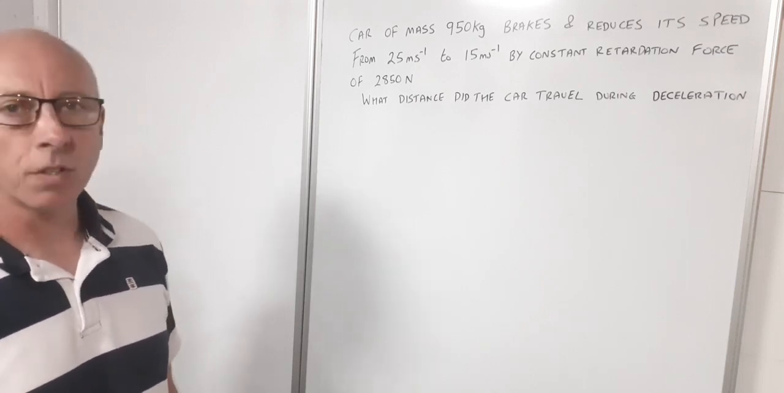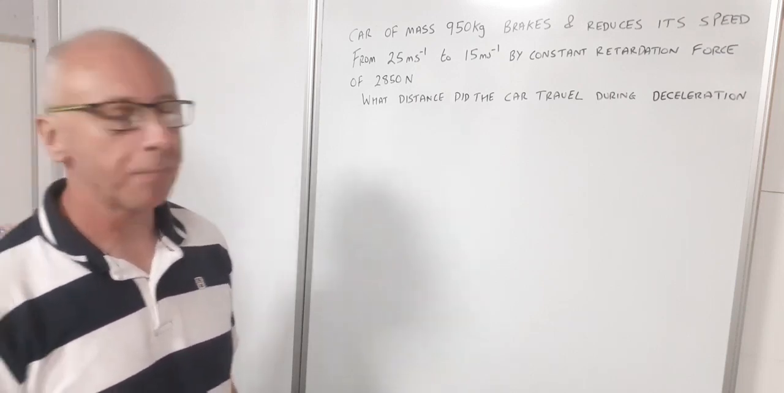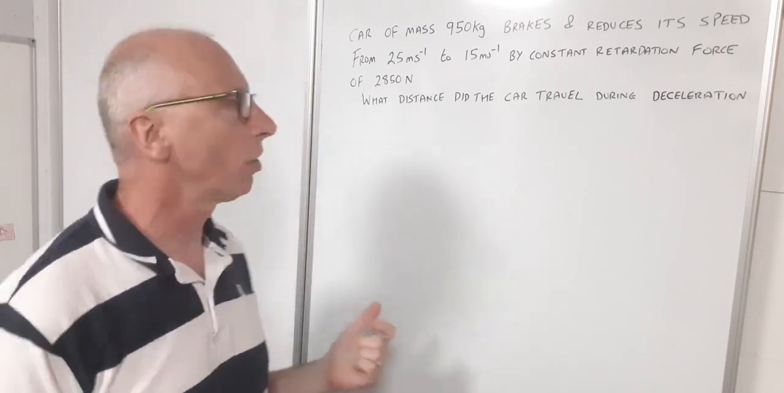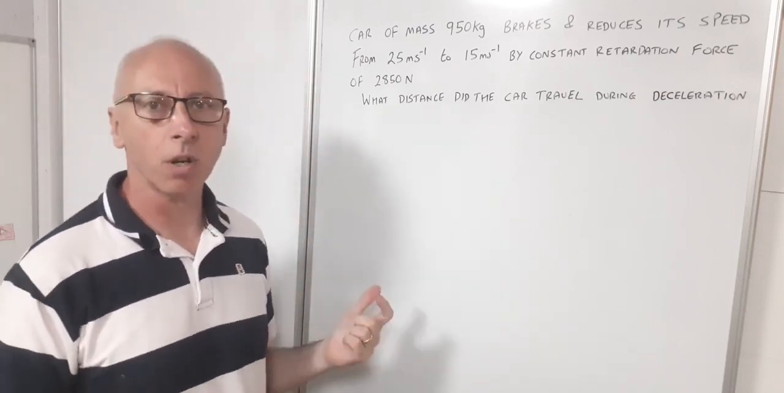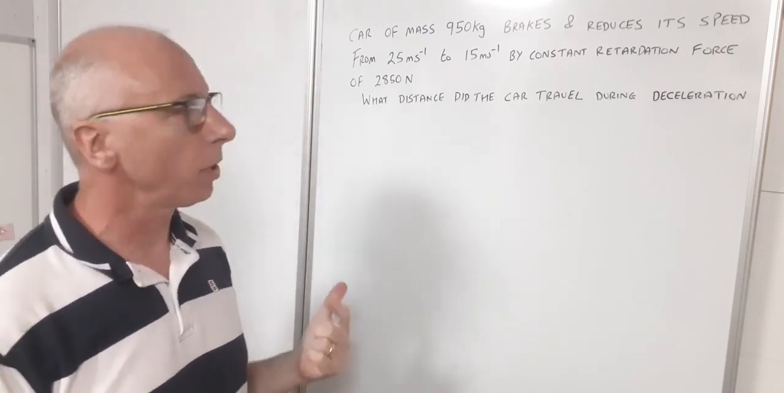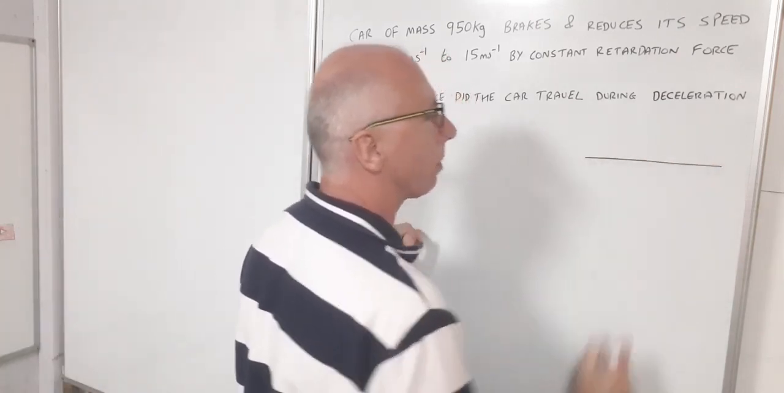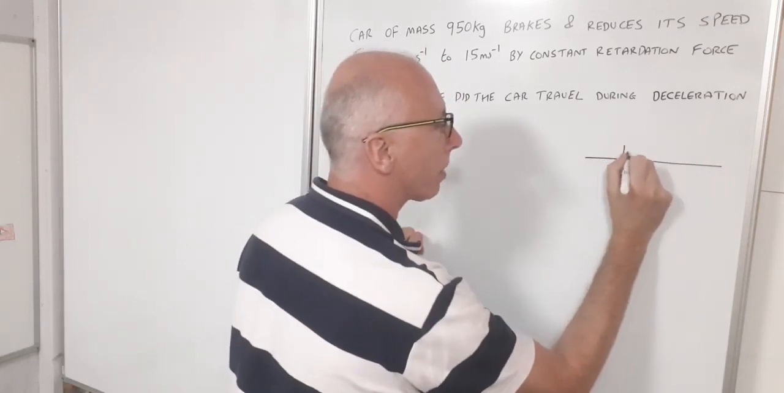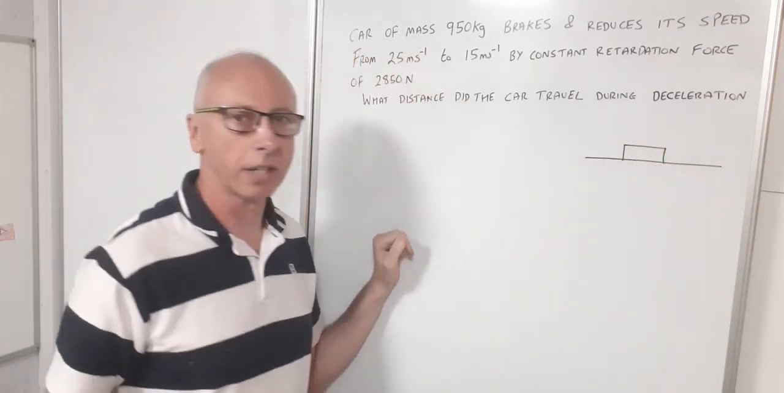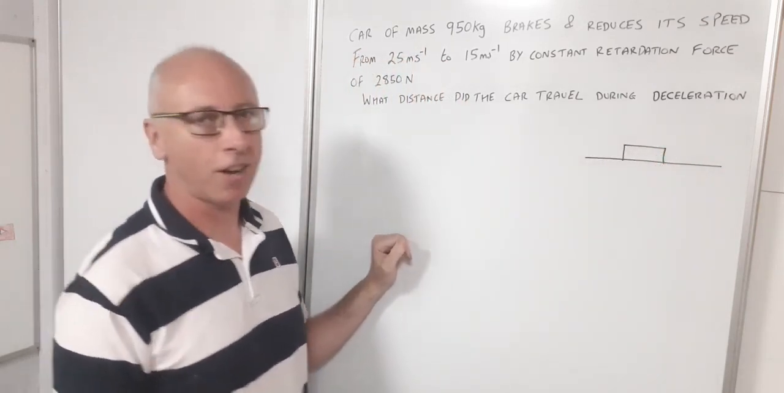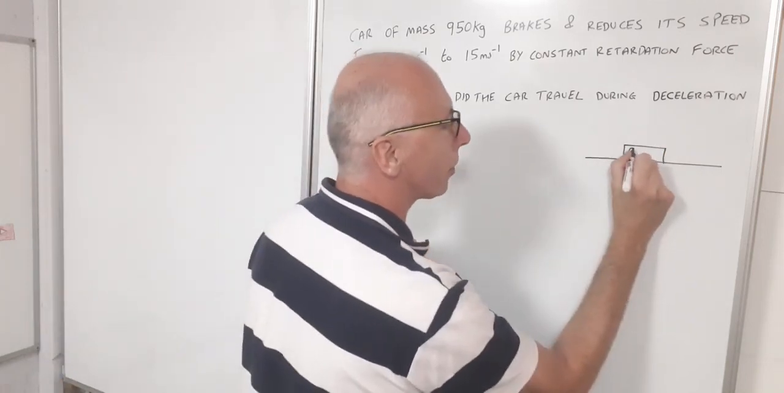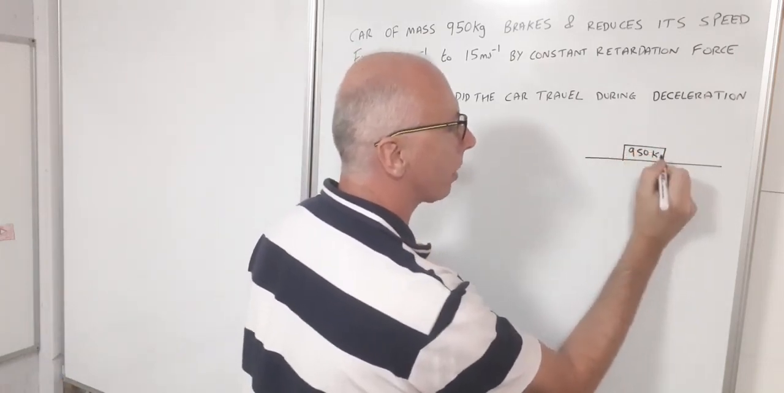So, first of all, let's draw a forces diagram. Now we can assume the car is driving along a straight road and all things normal as per driving a car. So this line can represent the road. We'll have this little block here represent the car. I'm not going to draw a car. And 950 kilos is the weight of the car.